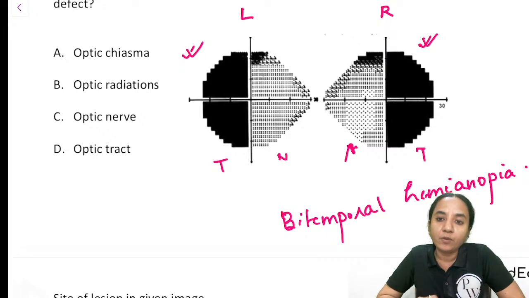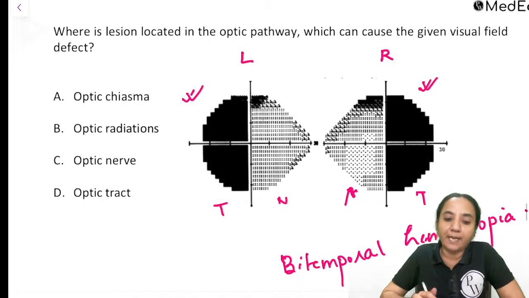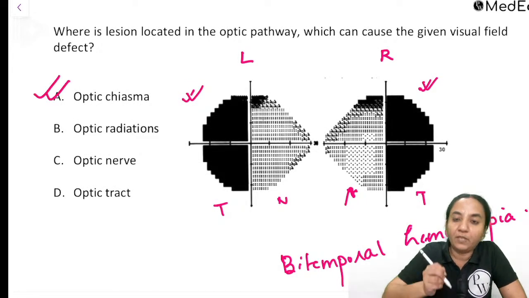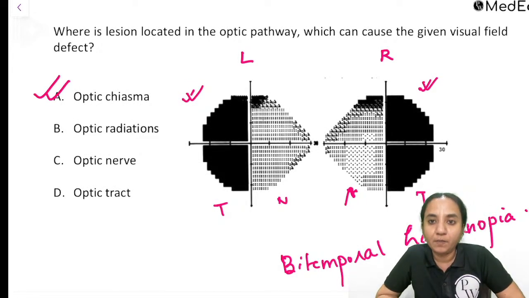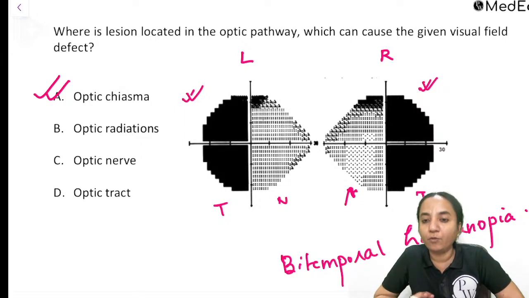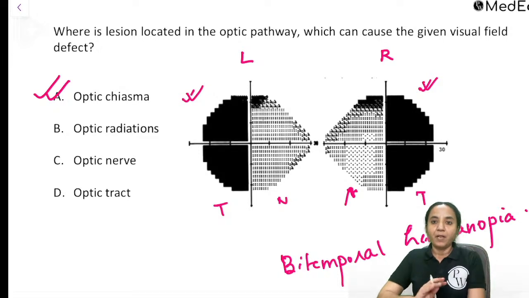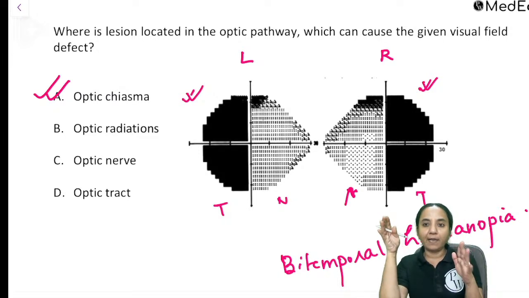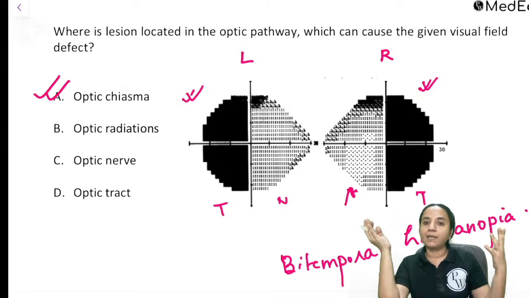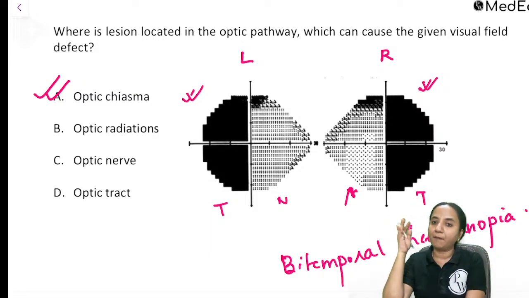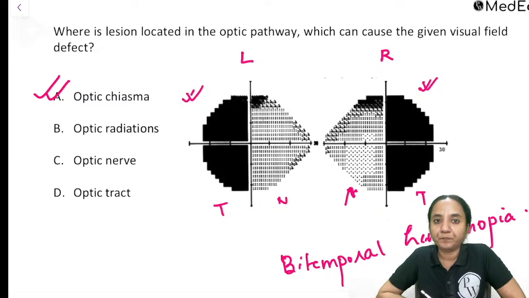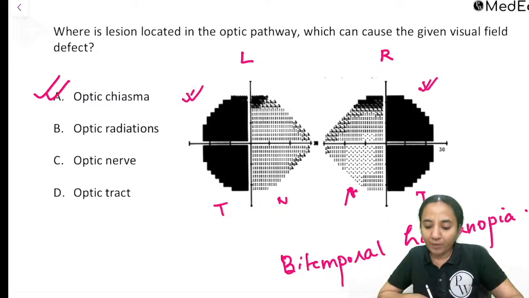And where do we get to see bitemporal hemianopia? What is the site of the lesion? The site of the lesion, obviously, is the optic chiasma. So if you mark out the right and the left, the chances of getting this question wrong become very minimal. So you mark out the right and the left, mark out the nasal and the temporal, and see now the temporal fields of both the eyes are blacked out, suggestive of bitemporal hemianopia, so the site of lesion is the chiasma. Right?